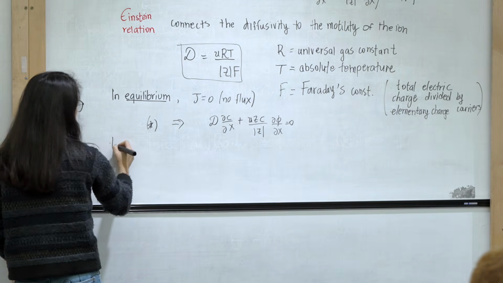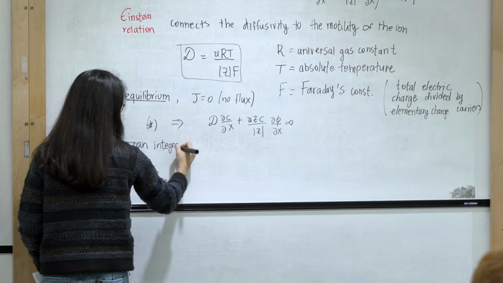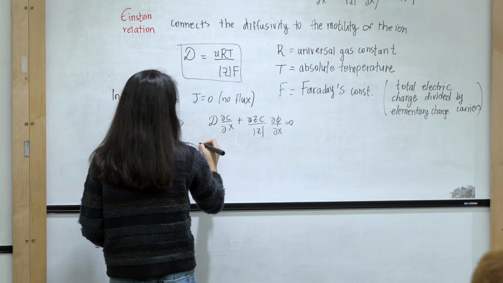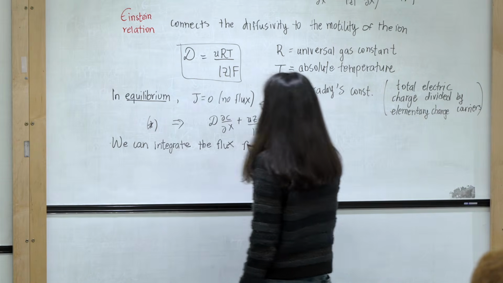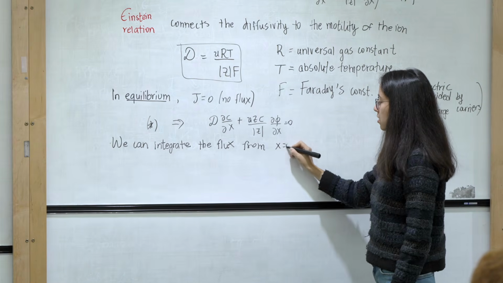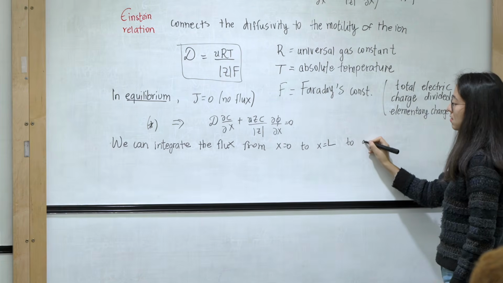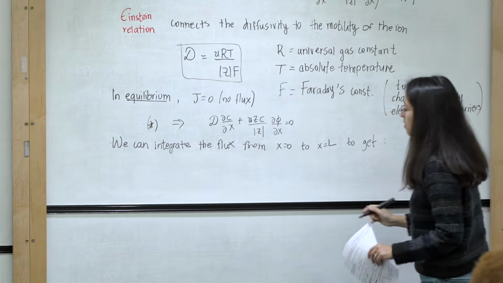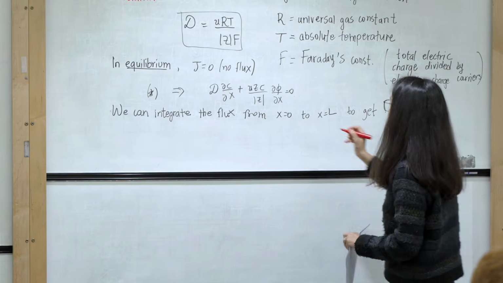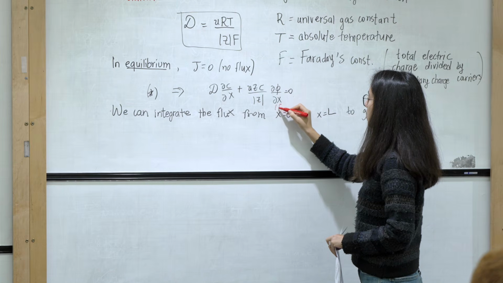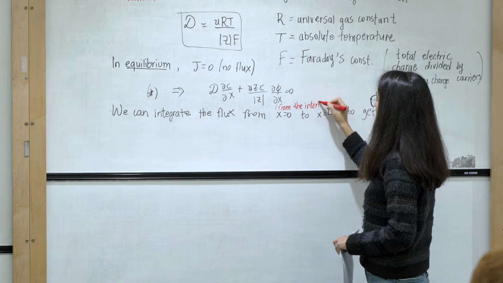And we can now integrate the flux, which is this equation basically. You do that from x equal to 0 to x equal to L. I will tell you what this is. So when I say x equal to 0 and x equal to L, this is basically saying from the interior to the exterior of the cell.